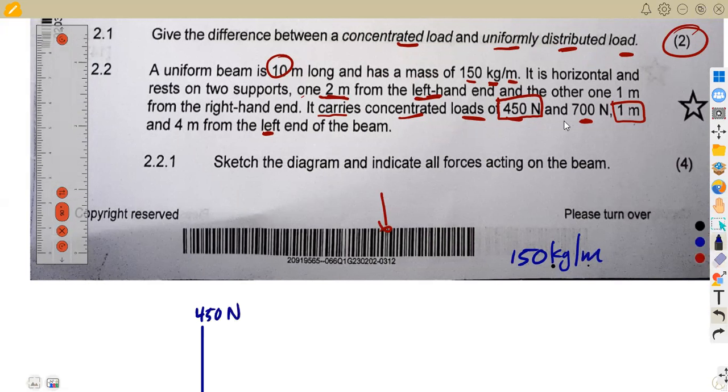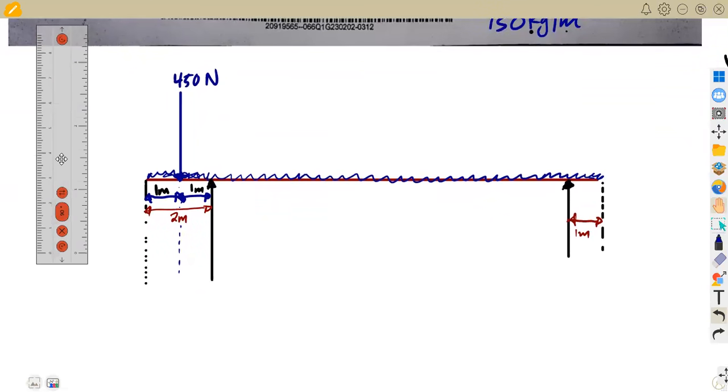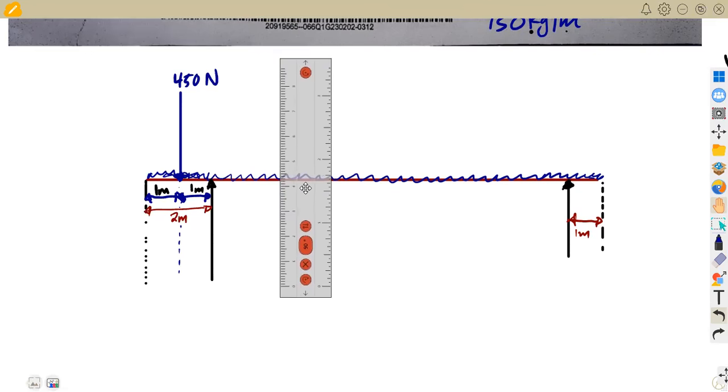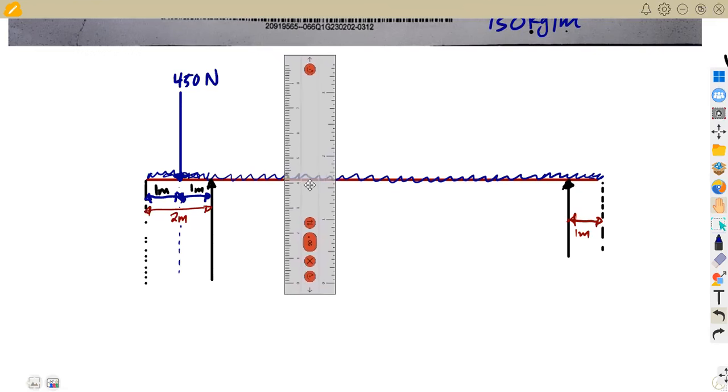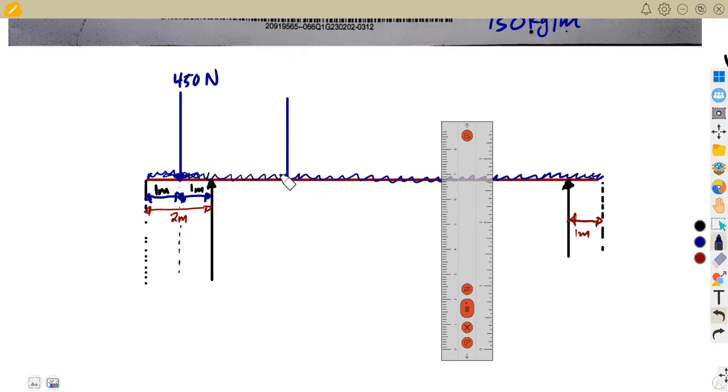All right. Then another one, it's 4 meters from the left. Already we have covered from this point to this point is 2, so we're going to cover another 2, maybe somewhere here. Do not mind my diagram because it's not accurately drawn, but that is the idea. So this will be 4 meters from the left end, meaning from the left end to reach this point, there's a difference of 4 meters.